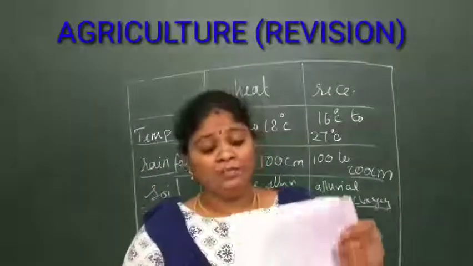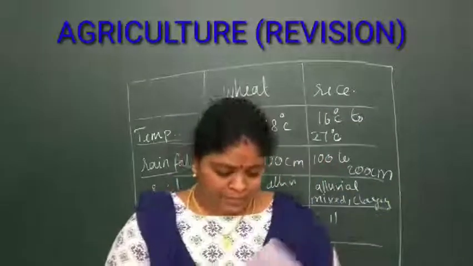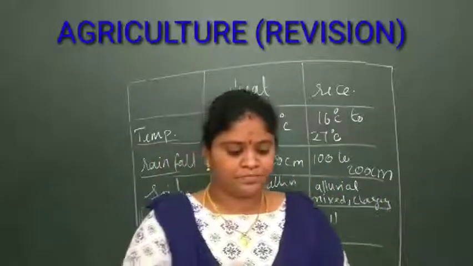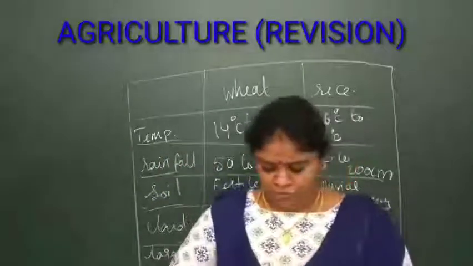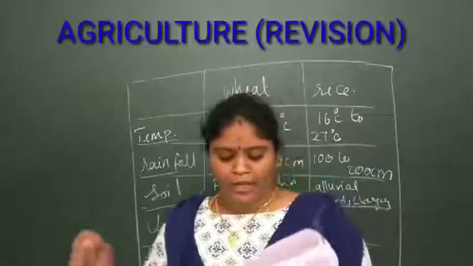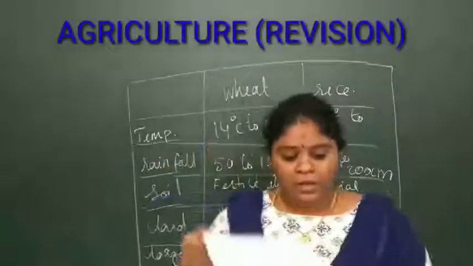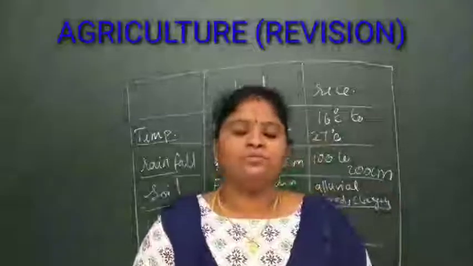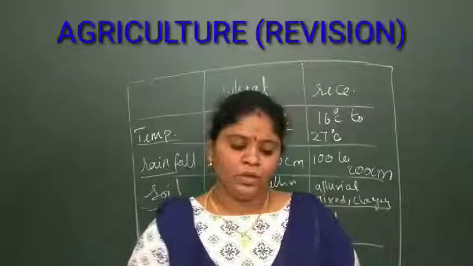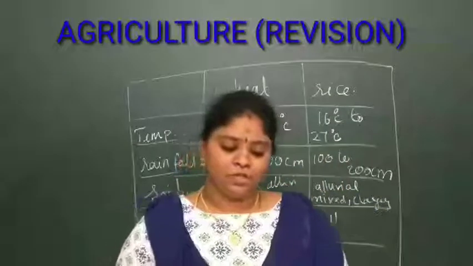Then you have map work in this, my dear students. You are supposed to mark places like the tea production states, then coffee production states, rubber production states. I hope you have it in your map, in the book. So please refer to that and practice the map work, which you are supposed to do when you are writing the test, my dear students. So please be cautious and do that.